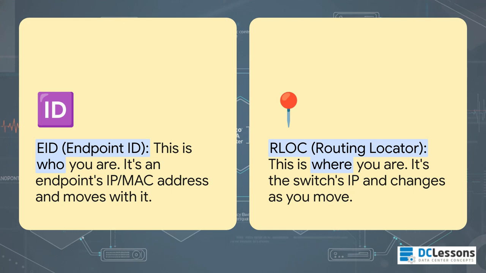You have the endpoint identifier, the EID. That's the who. It's your device's permanent identity, its IP or its MAC address. Then you have the routing locator, or RLOC. That's the where. It's the IP address of the switch your device is currently plugged into.